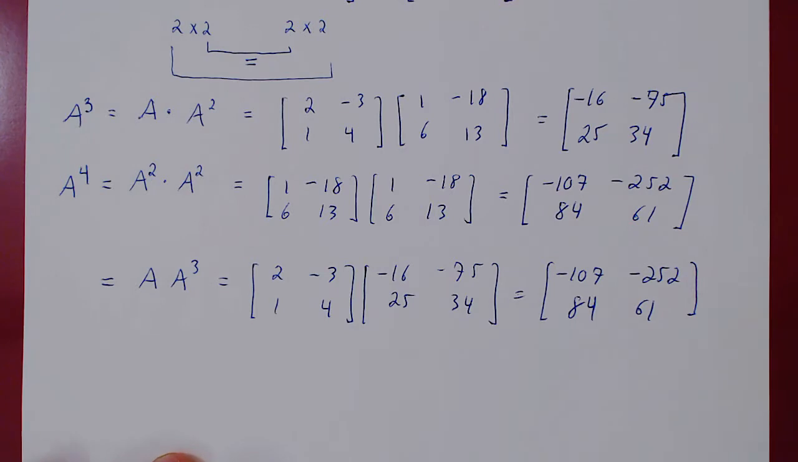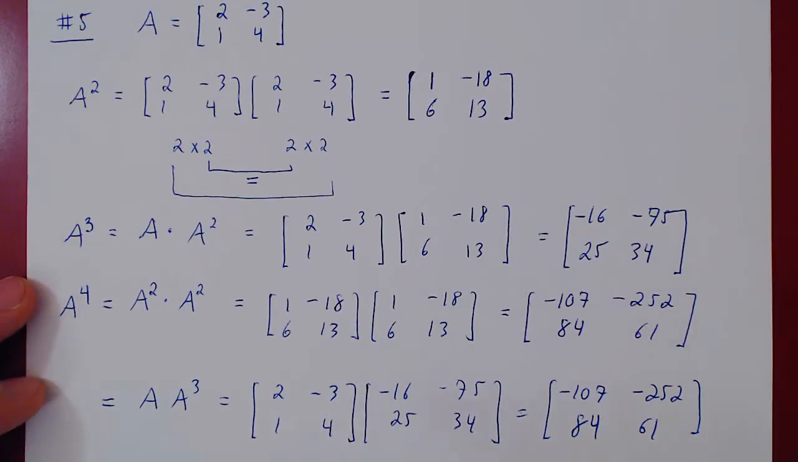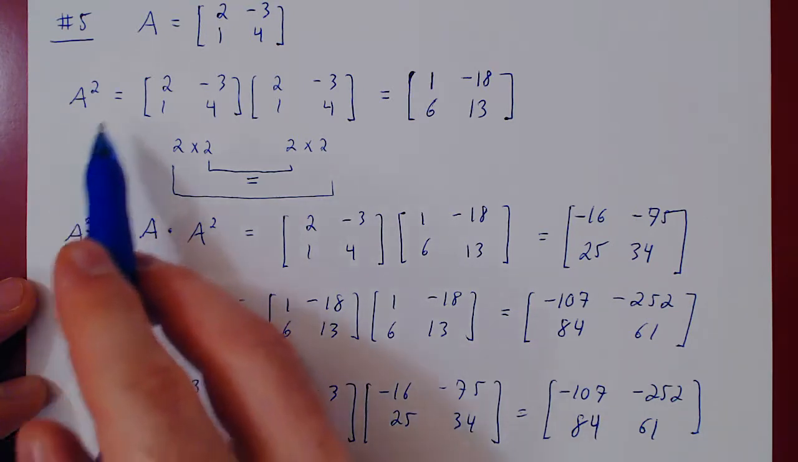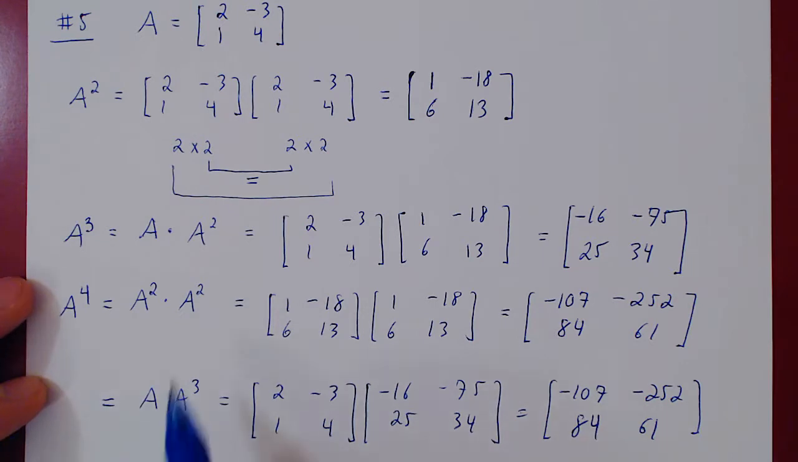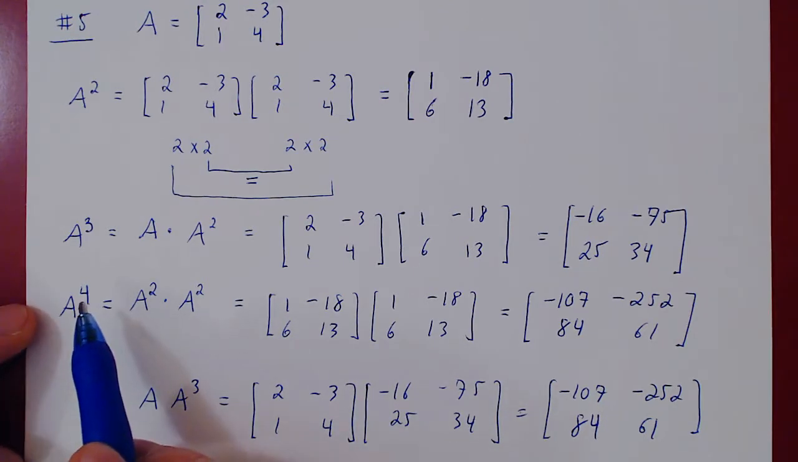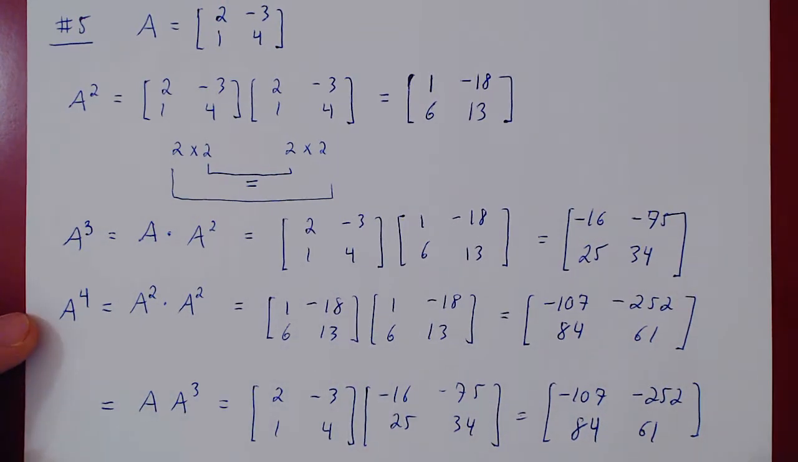So everything worked out. But keep in mind that, and this is worth mentioning, you can find a to the 4 without finding a cubed by simply doing a squared times itself. And this is the method that's called repeated squaring. You could then find, if you wanted, a to the 8 by doing a to the 4 times a to the 4, and so on.